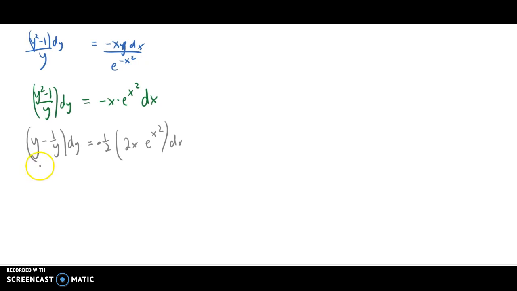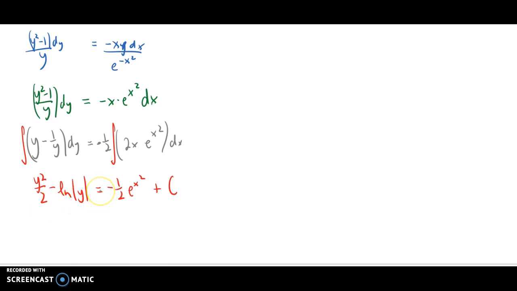The left side, the integral of y is going to be y squared over 2, or 1/2 y squared, minus the ln of y. The right side is all set up nicely. The integral of e to the x squared 2x dx. So we integrate this right side, and that's going to be the negative 1/2 that's out front, e to the x squared, plus some constant. So now we've integrated both sides. And this equation isn't that bad.